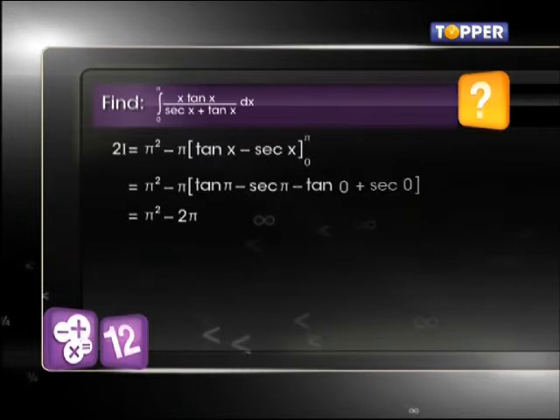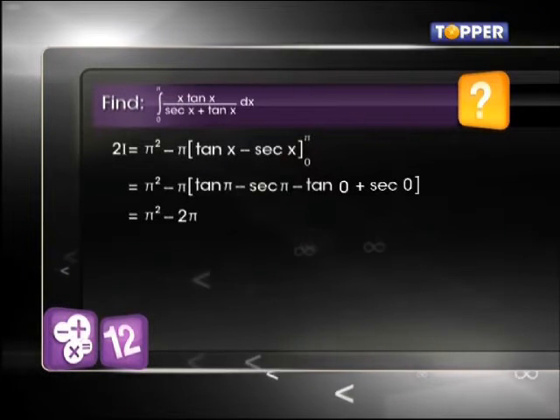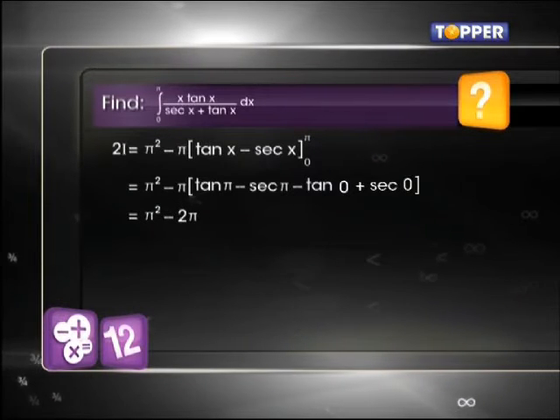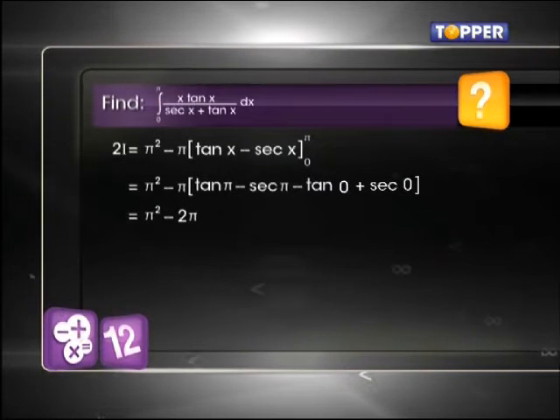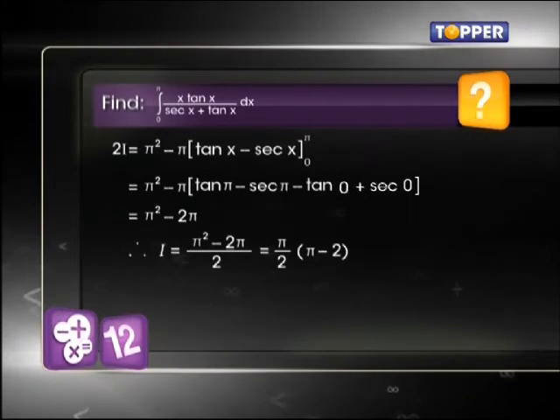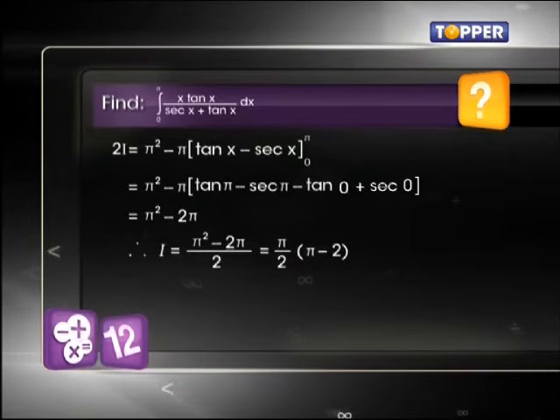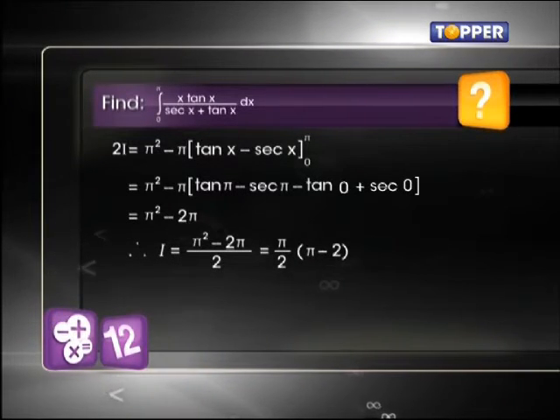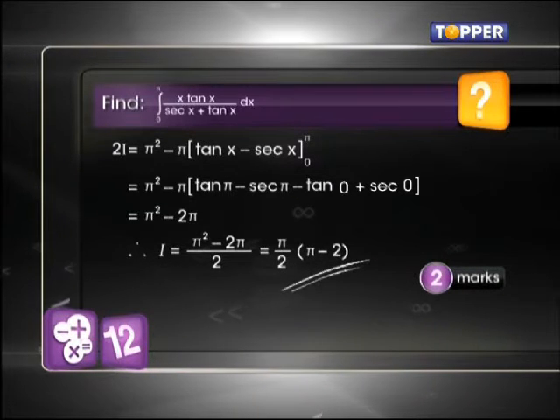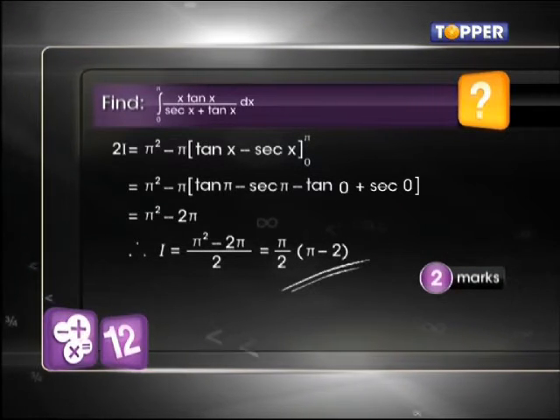There is just one important step left now. By integrating, we get 2I is equal to pi square minus 2 pi. The final answer we get is I is equal to pi square minus 2 pi by 2. And that awards you the entire 6 marks. I hope you noted down each step of that model question solution.